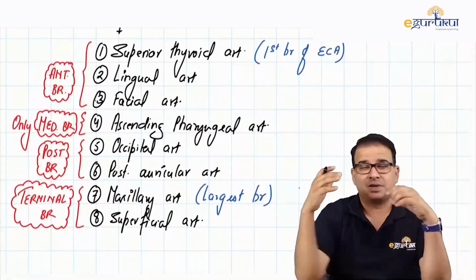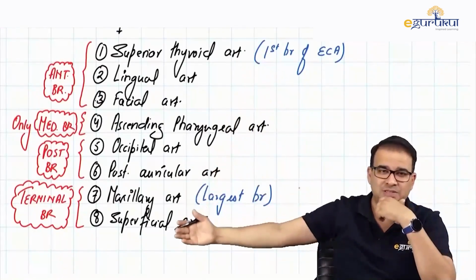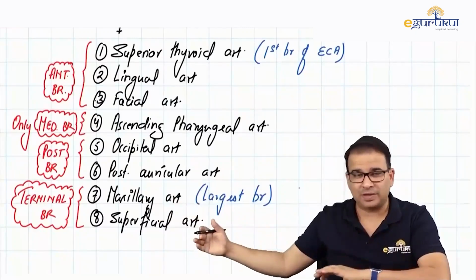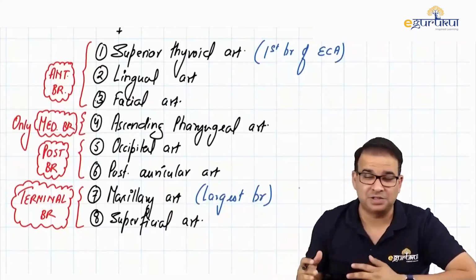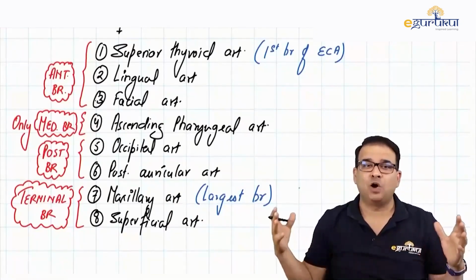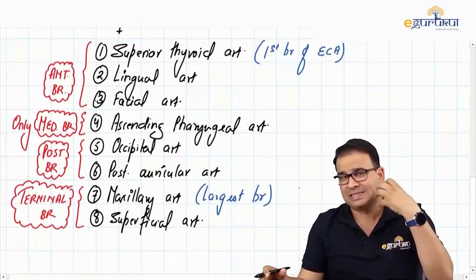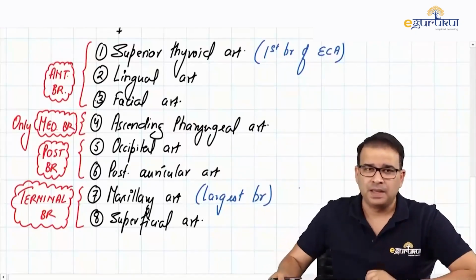See, the external carotid artery has how many branches? 8 branches. Imagine the maxillary artery alone, which is a branch of the external carotid, has 16 branches. So you can very well imagine how huge the maxillary artery is, and it's an important artery because it is supplying the structures inside. We're going to talk about it.